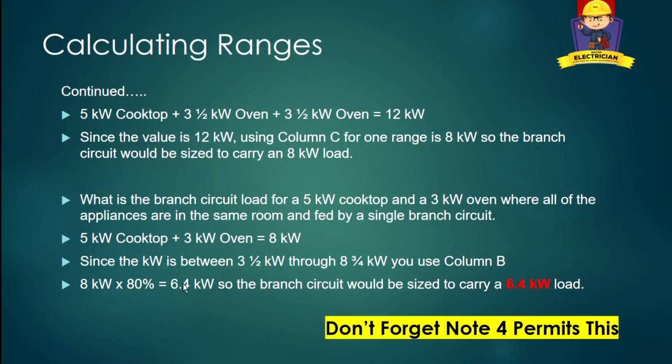So what we've got to do is 8 kW, the value we achieved here, times 80% equals 6.4 kW. So the branch circuit would be sized to carry the 6.4 kW load. And again, if we wanted to find the ampacity, we convert this to wattage: 6.4 kW translates into 6,400 watts. At that point, you divide it by the voltage, in this case let's say 240, and that gives you an ampacity value, and you size your conductors according to that. Again, this is dealing with Note 4 and all of the rules found in Note 4.